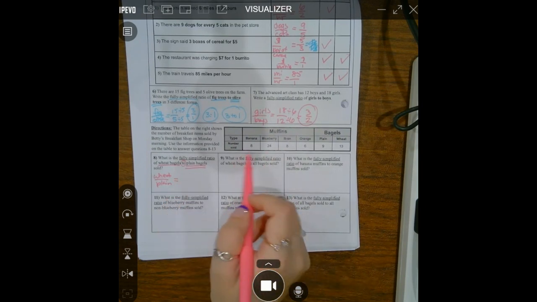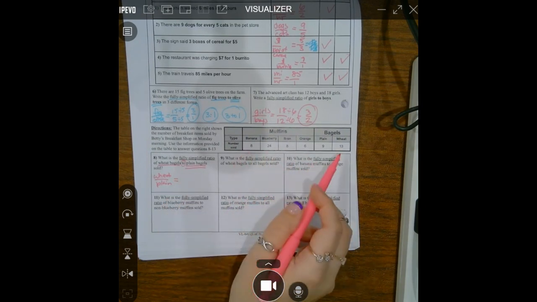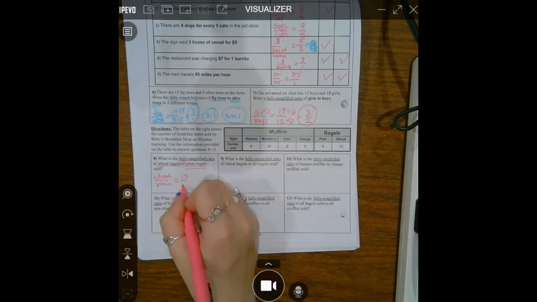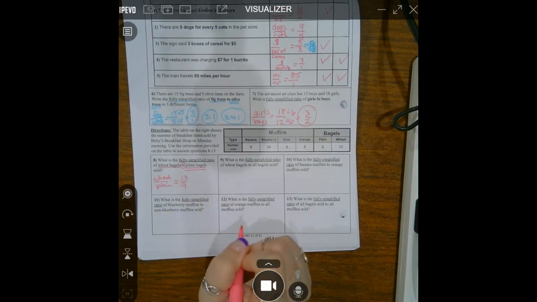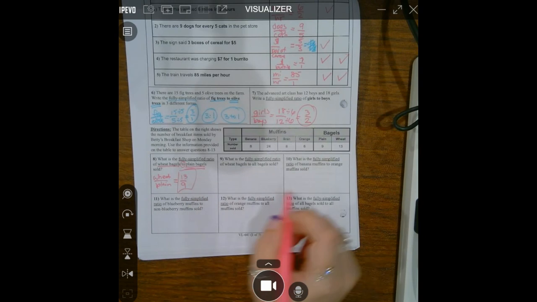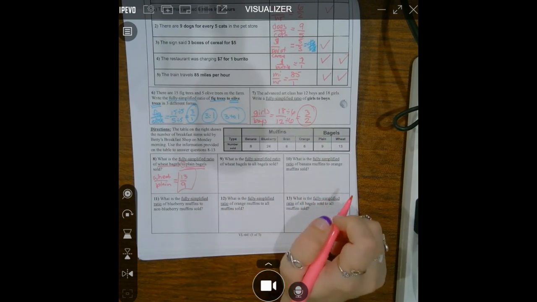Okay, now look up in the table, and how many wheat bagels did you see? 13. How about how many plain ones? Yep, 9. Can that reduce? Well, 3 is the only number that can go into 9, and can 3 go into 13? Nope. So you're done. Okay, next one.